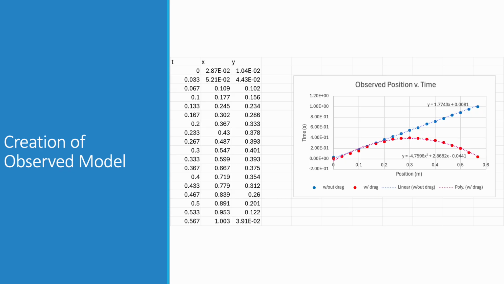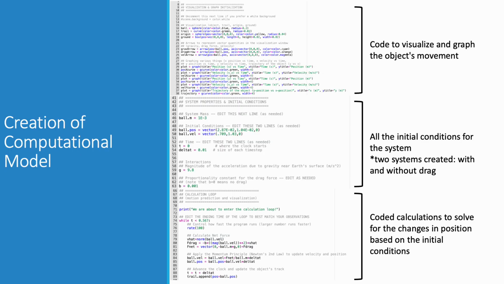So then on the left, you can see the different coordinates it pushed out. So you have the time value, and the X shows the displacement without drag, and then the Y shows the displacement with drag. And next I created the computational model.